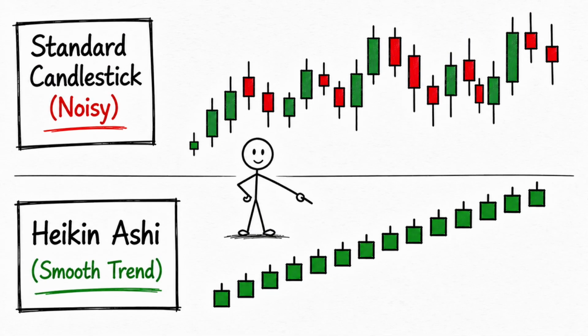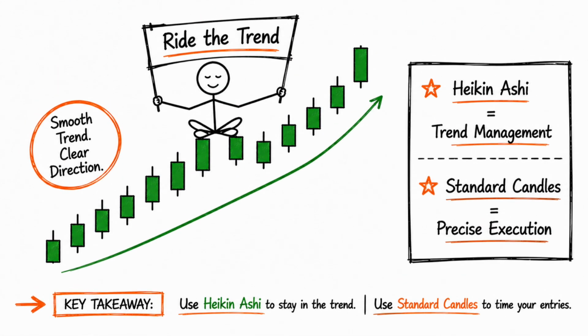7. Heikin Ashi. Here's a chart that can make a messy trend look surprisingly clean. Heikin Ashi uses modified calculations to smooth price action. That means fewer visual distractions. During strong bullish trends, you may see consecutive green candles with little or no lower wick. During strong bearish trends, you may see red candles with little or no upper wick. This makes Heikin Ashi useful for one thing in particular: staying with trends.